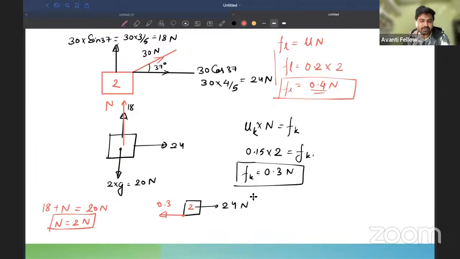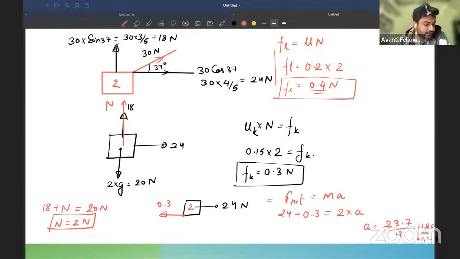Now easily we can find by using F net is equal to ma. F net is how much? 24, right wala force minus left wala force, 24 minus 0.3 is equal to 2 into acceleration. So acceleration kitna aaya? 23.7 divided by 2, whatever it is, kitna aayega, 12 nahi, 11.85 meter per second square.